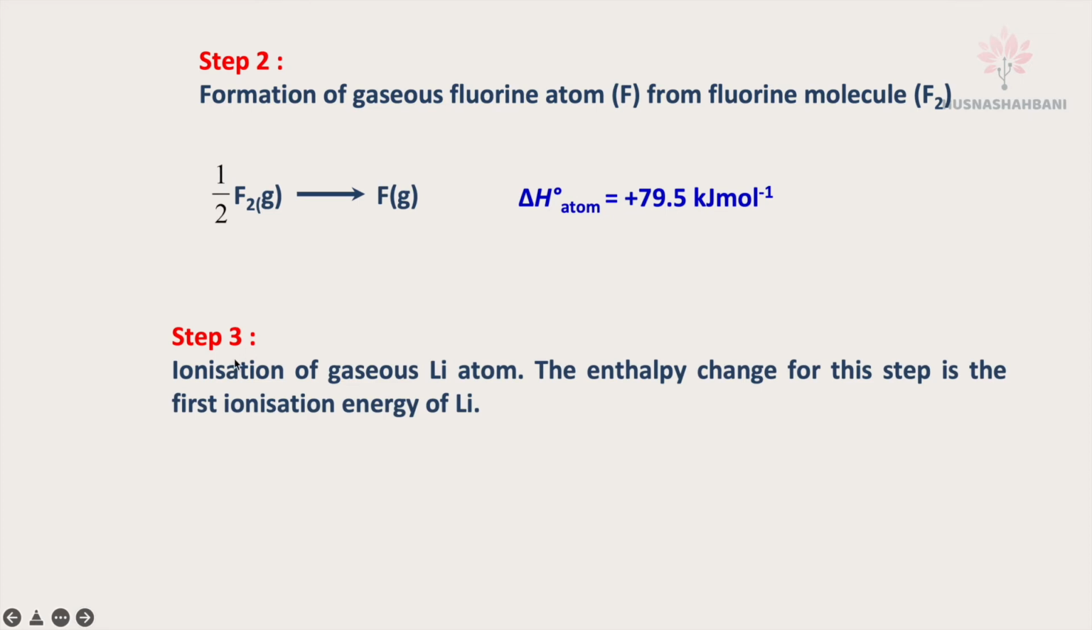Next, number 3, ionization of gaseous lithium. The enthalpy change for this step is the first ionization energy of lithium. So you want to make this lithium gaseous atom as ion. And then you write down lithium gas to make it as ion, Li plus, gaseous state, plus electron. So you remove 1 electron from this lithium atom to become lithium ion plus 1 mole of electron. Remove 1 mole of electron from here.